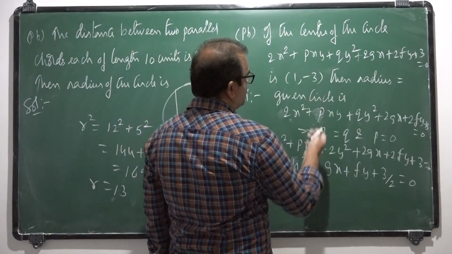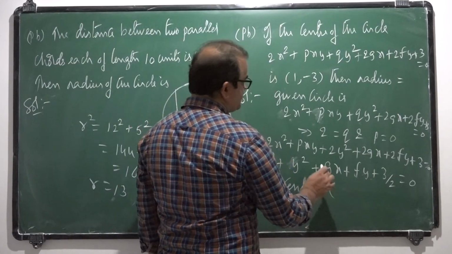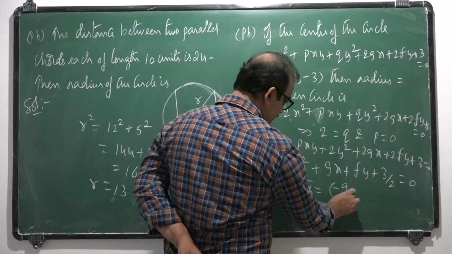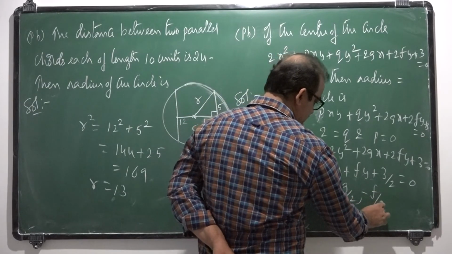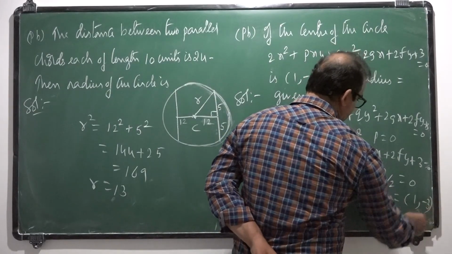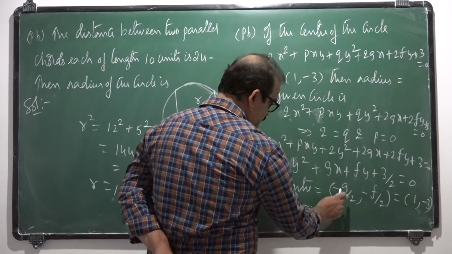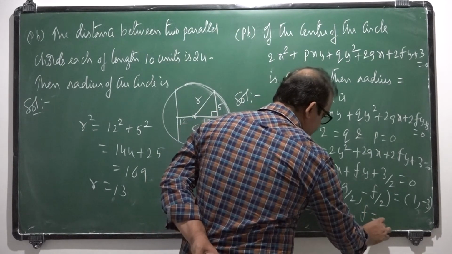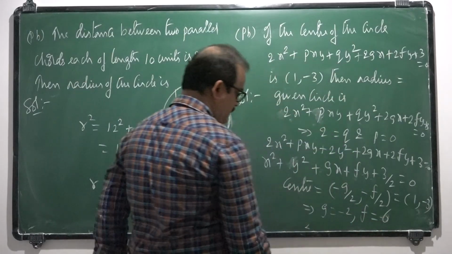Now center of the circle is minus g, minus f. In place of 2g there is g, so minus g by 2. In place of 2f there is f, minus f by 2 is equal to 1 comma minus 3. From this, minus g by 2 is equal to 1, g is equal to minus 2. f is equal to minus 2 into minus 3, f is equal to 6.